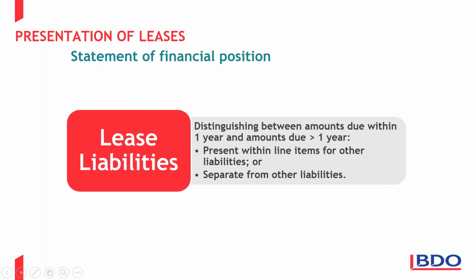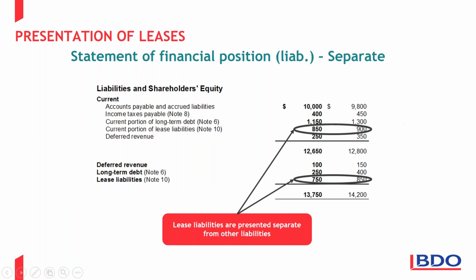If you look at your statement of financial position and we focus on the lease liability side, your lease liability, you'll distinguish between amounts due within 1 year and amounts due after 1 year. You will present it within line items for other liabilities, or you could present it separate from your other liabilities. Again, you can have the current portion of your long-term debt separate from the current portion of lease liabilities, or you can put it together on the face of the statement of financial position and then break it out in the notes.